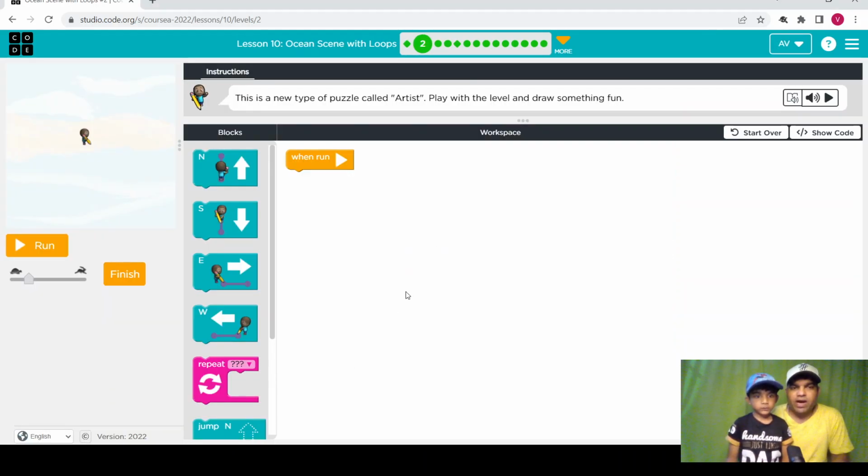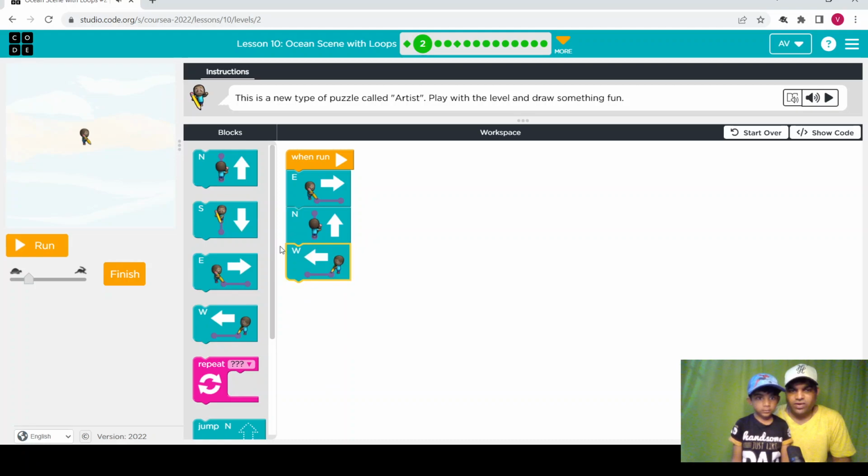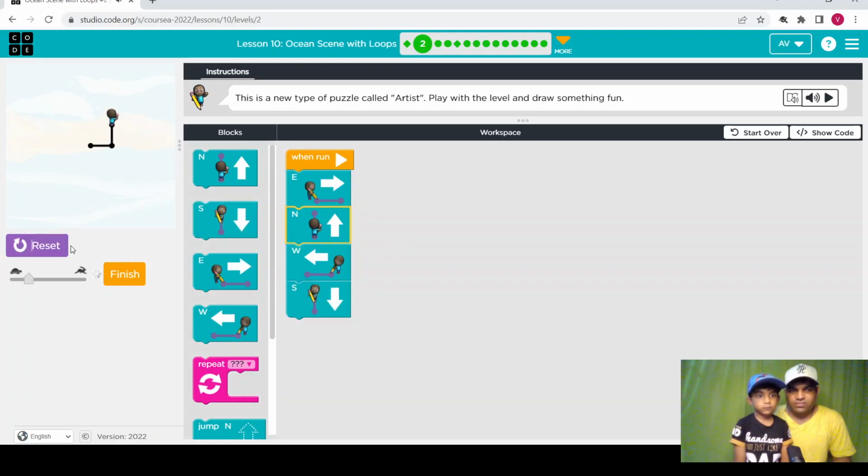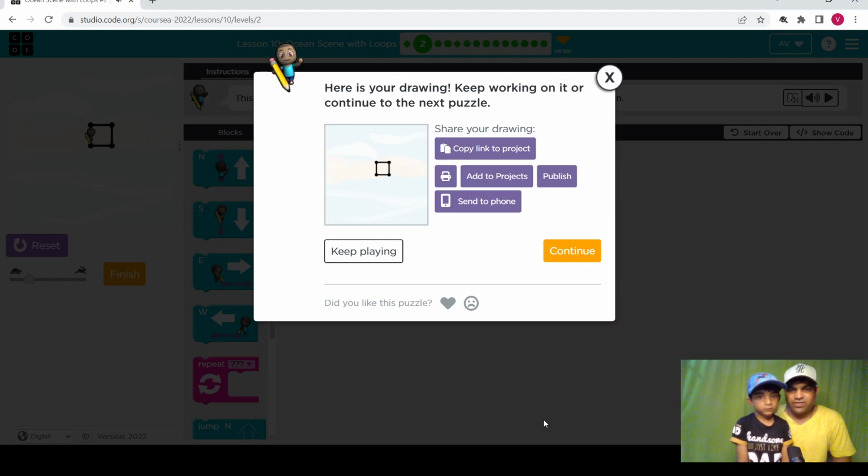So here is the next level. We need to help the artist move here and there by using the blocks. I'm going to east, east, north, north, west, west, south, south. Okay. Alright, so we finished the level. Let's continue to the next one.